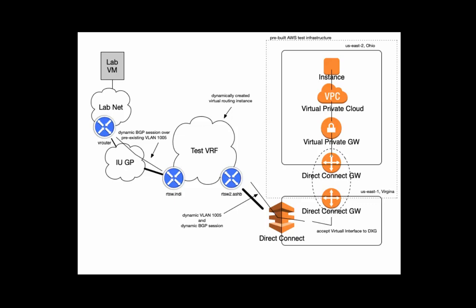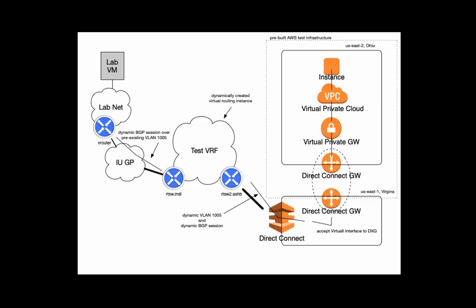Our demo will be creating an L3 VPN, or a VRF, on the Internet2 network and attaching that VRF via direct connect into the direct connect gateway that is already pre-configured.